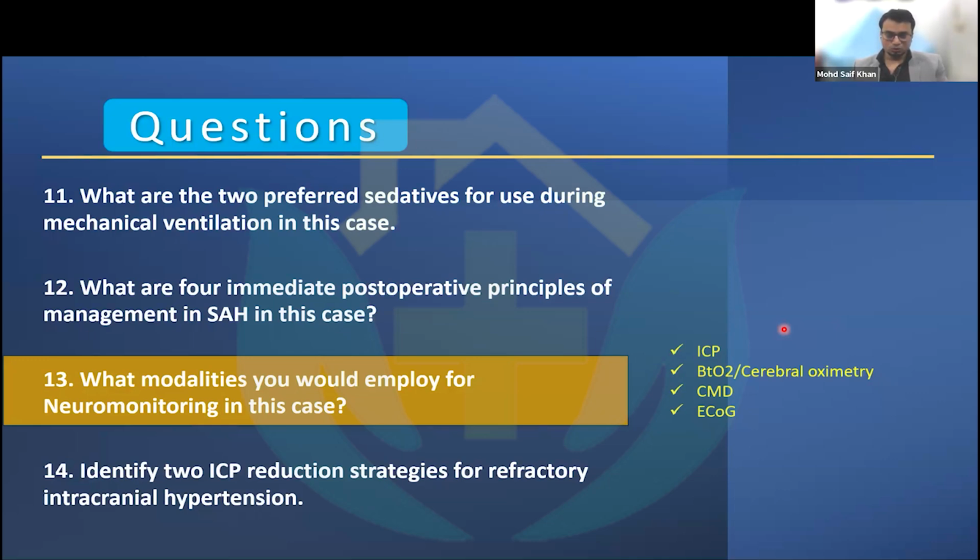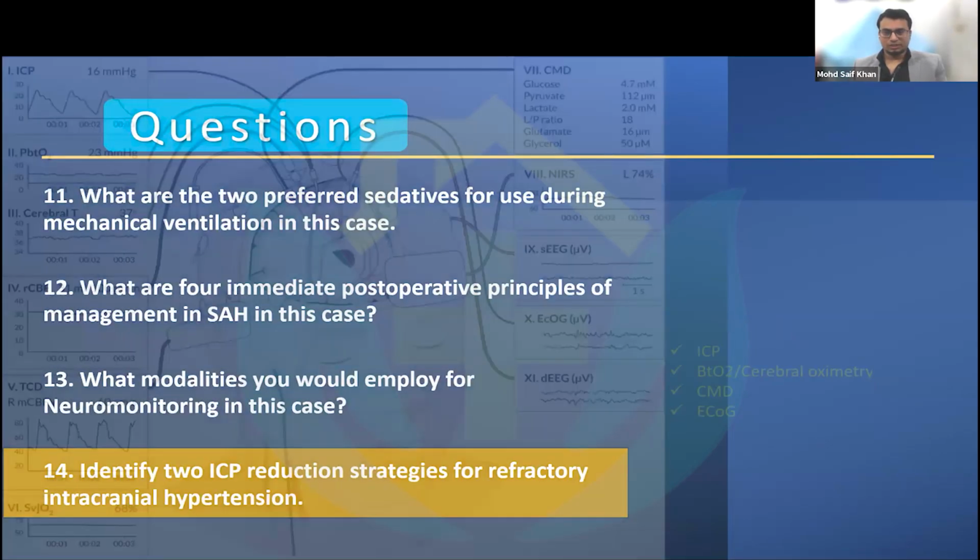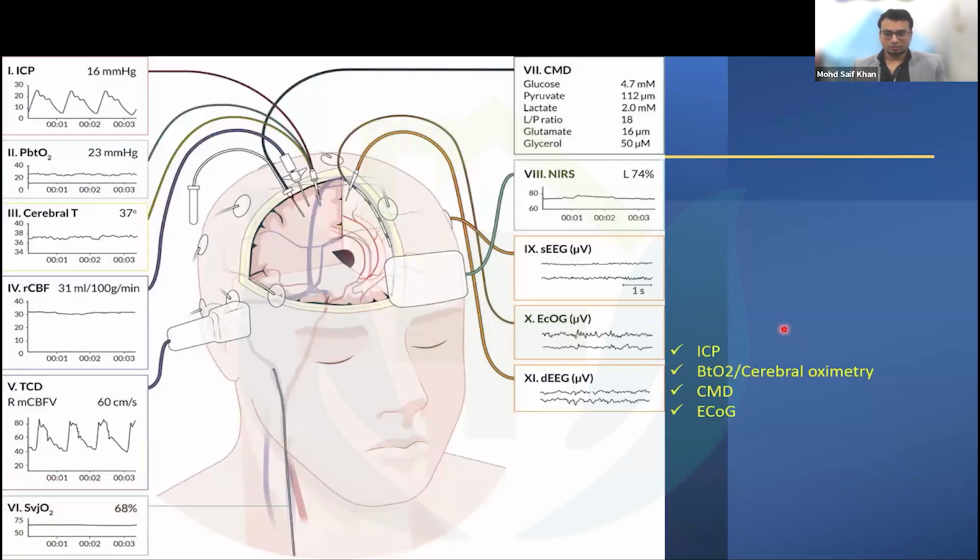Now, what are the 2 ICP reduction strategies? Again, this is a hot topic. ICP reduction: in any neurological case, you will get at least 1 or 2 questions on ICP reduction strategy. So you should know level 1, level 2, level 3, all these. So this is the monitoring, various monitoring techniques, neuromonitoring, HAVO2. Basically, brain oxygenation, brain metabolism, ICP, brain perfusion: 4 things. Okay.